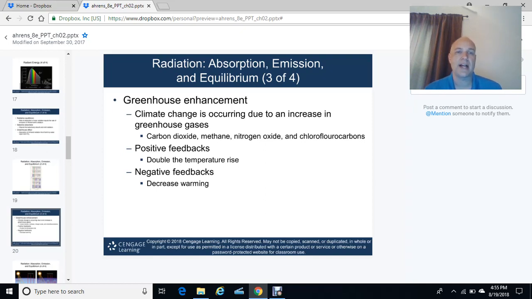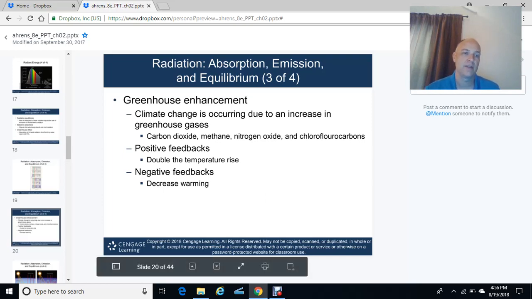There's something known as positive and negative feedback. If I have a positive feedback, this is going to double the temperature rise. And just know that a negative feedback will decrease the warming. So something positive kind of amplifies something. Something negative tends to offset something else.